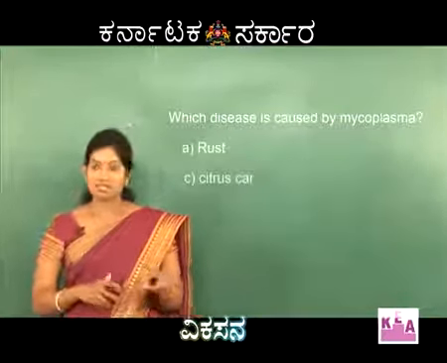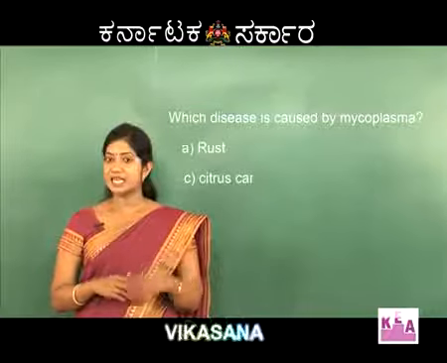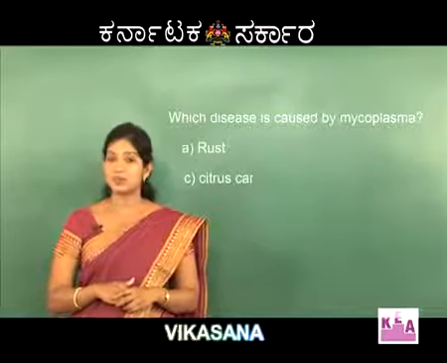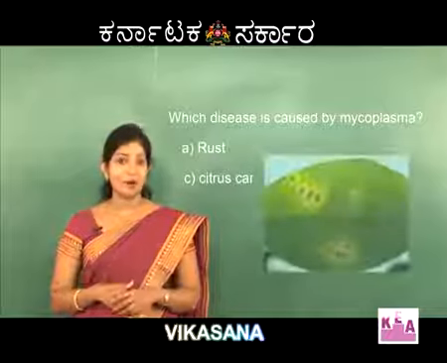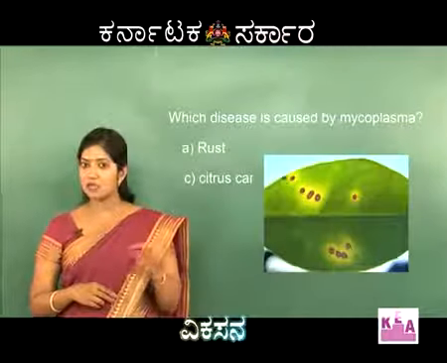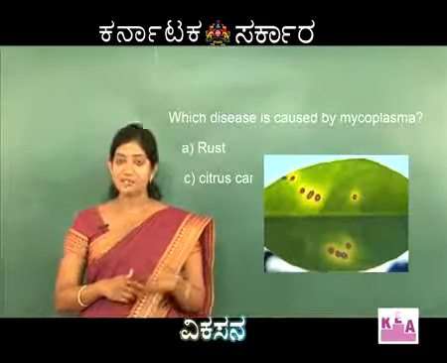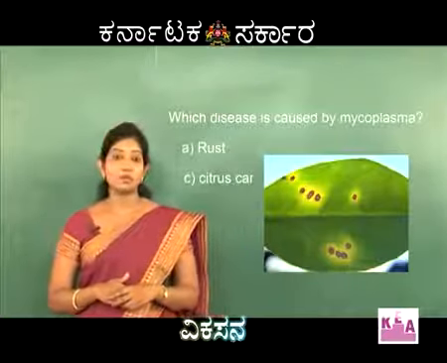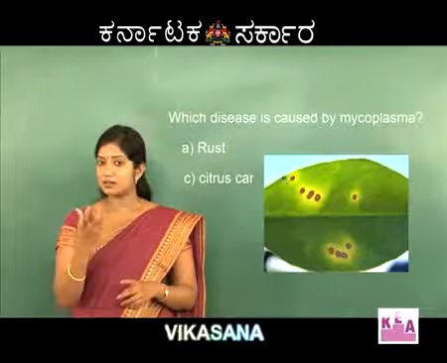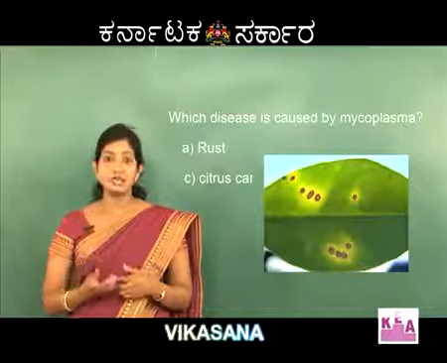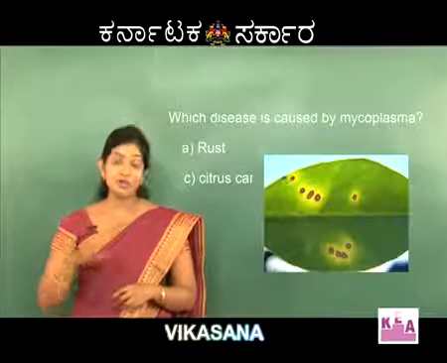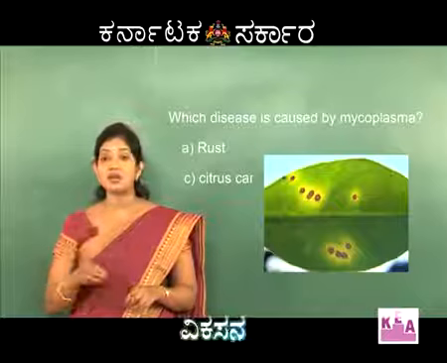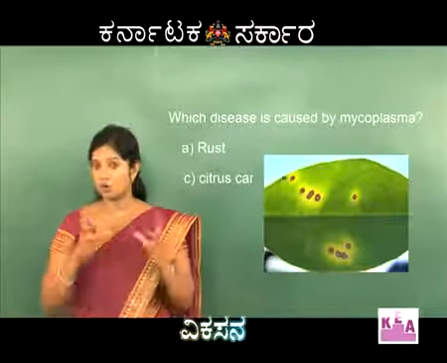Citrus canker, that is the third option. This is a disease which is caused in citrus species like lime, lemon, orange, etc. It is caused by a bacteria. This bacteria is known by the name Xanthomonas. If you observe the fruit or the plant or leaves which are infected by this disease, it shows the presence of brown colored corky structures all over.